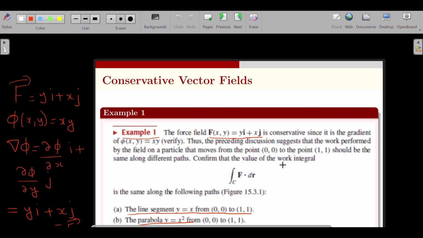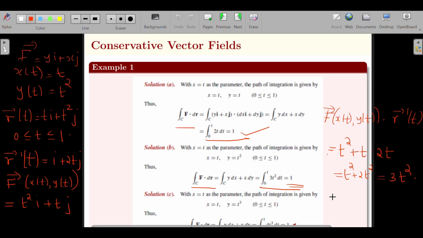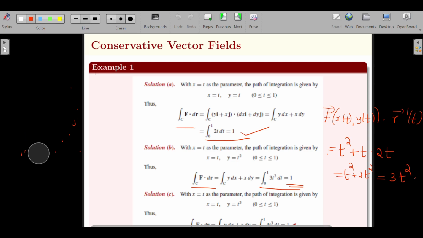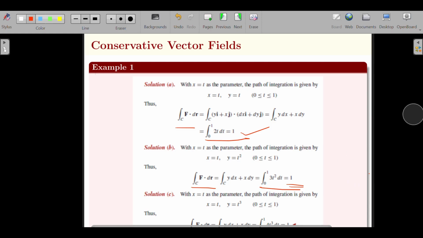Now let us consider one more curve. Consider the curve y equal to x cube from 0, 0 to 1, 1. So now let us try to find the value of the same integral from 0, 0 to 1, 1 along this particular curve. We have calculated the work done through two curves. Now we are going to calculate the work done to move a particle along another curve. So consider the curve y equal to x cube.